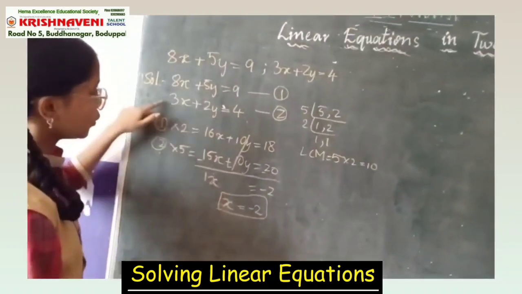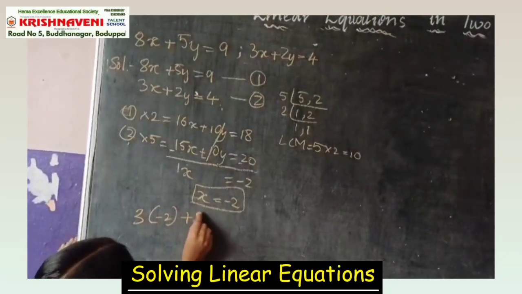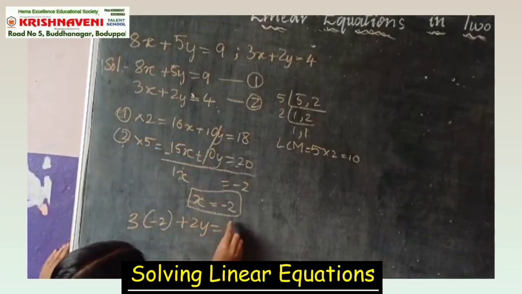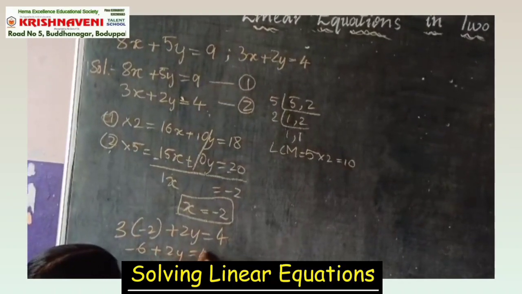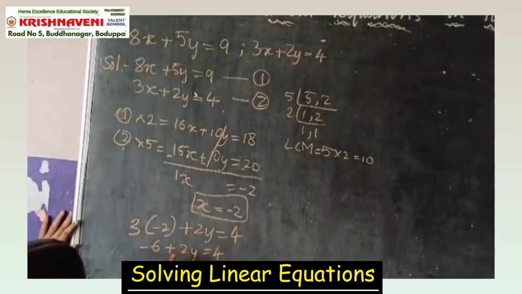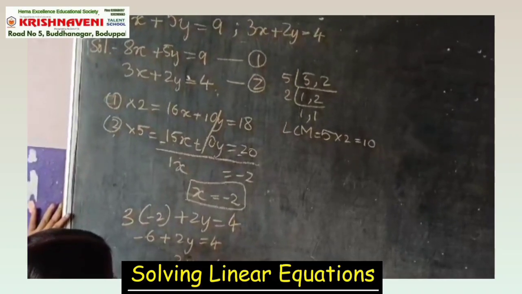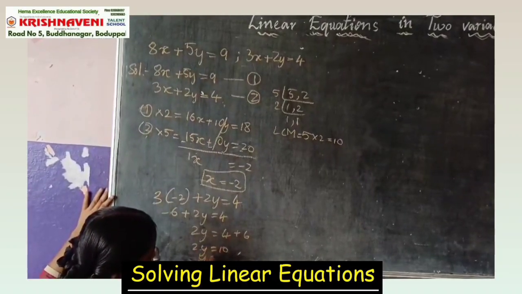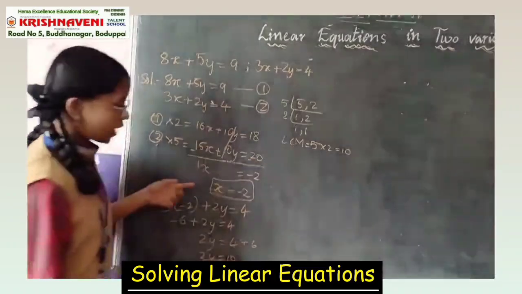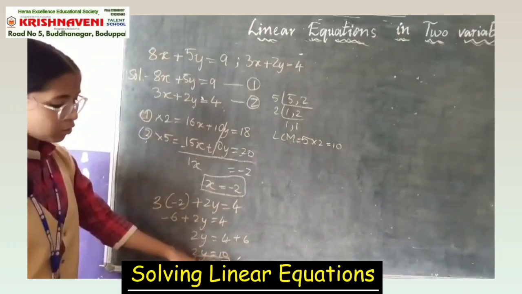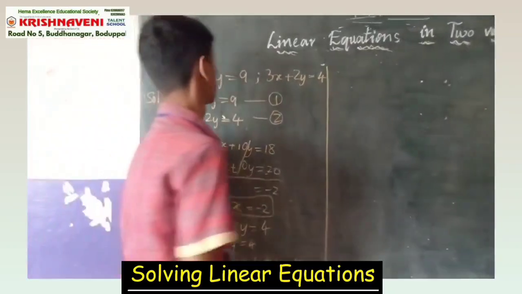We have to substitute the x value in equation 2. Minus 6 goes to that side, it will become positive. 4 plus 6. 2y is equal to 10. y is equal to 10 by 2, 5. So the values are x is equal to minus 2 and y is equal to 5. Thank you. Now I will go to the substitution method for this equation.